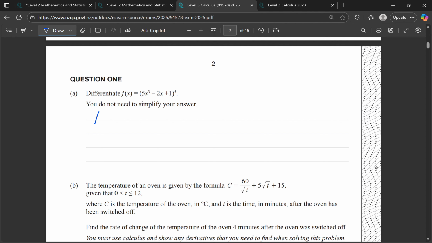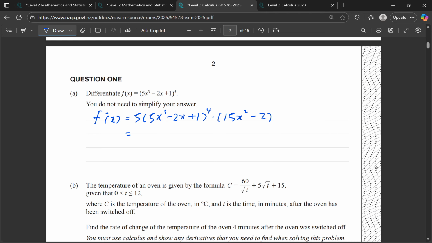So we go f prime x equals (5x cubed minus 2x plus 1) to the power of 4, and then times by the derivative of the inner, so that's 15x squared minus 2, right? So we expand between 5 and 15x squared minus 2.